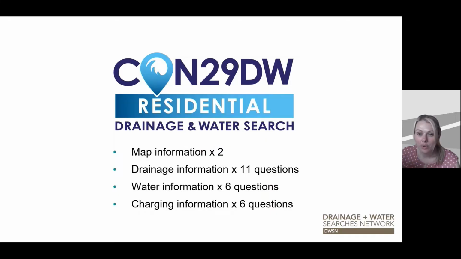In summary, there are 25 questions that we answer when compiling the CON29DW. This is split into 4 topics. We provide 2 Ordnance Survey background maps that show public wastewater and clean water asset information. We answer in full 11 questions relating to the drainage at the property, 6 questions around the clean drinking water provided to the property, and also cover off 6 questions that relate to the billing and charges relevant at the property. And in this presentation, we will focus on the billing and connection detail element within the search.